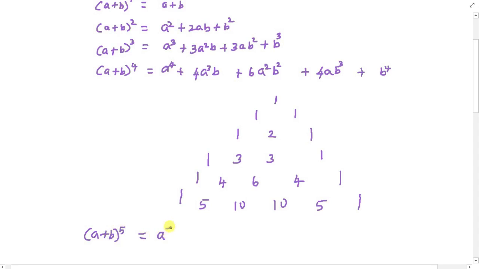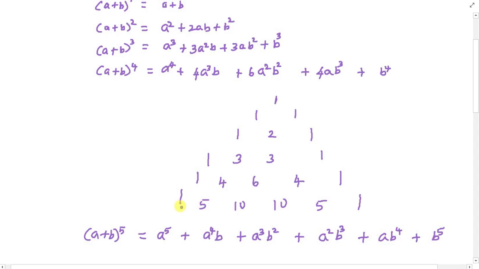First term is a power 5. Second term, the power of a is reduced by 1, so a power 4, and the increased power is given for the next term, that is b power 1. Then a cube b square. Power of a is reduced by 1 and power of b is increased by 1. Then a square b cube, a b power 4, a power 0 b power 5. A power 0 is 1, so straight away I can write b power 5.